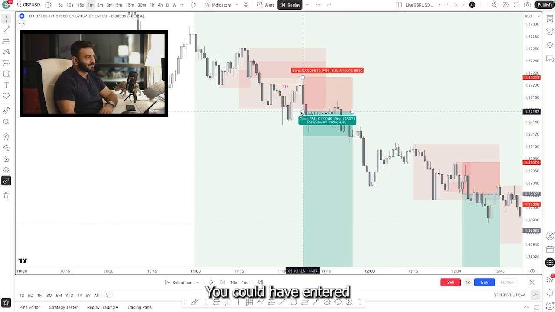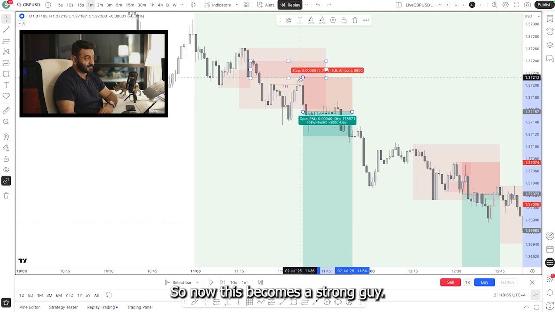So there are a couple of ways you could have entered. You could have entered as a breakout on the reaction candle and covered the top, so now this becomes a strong high.